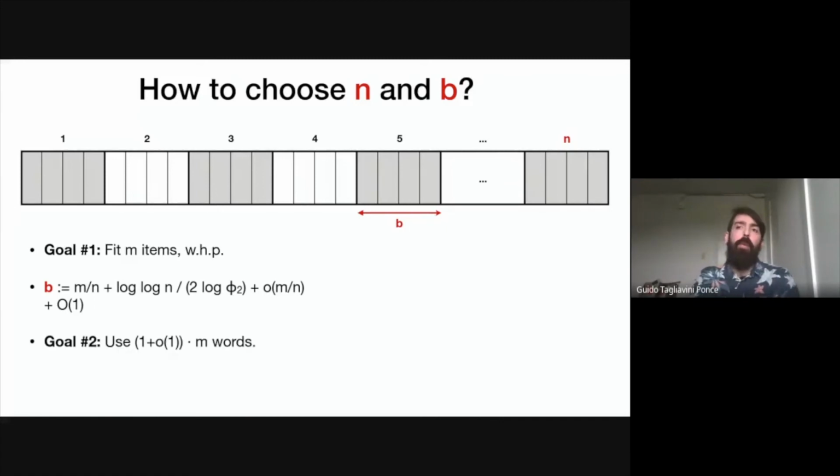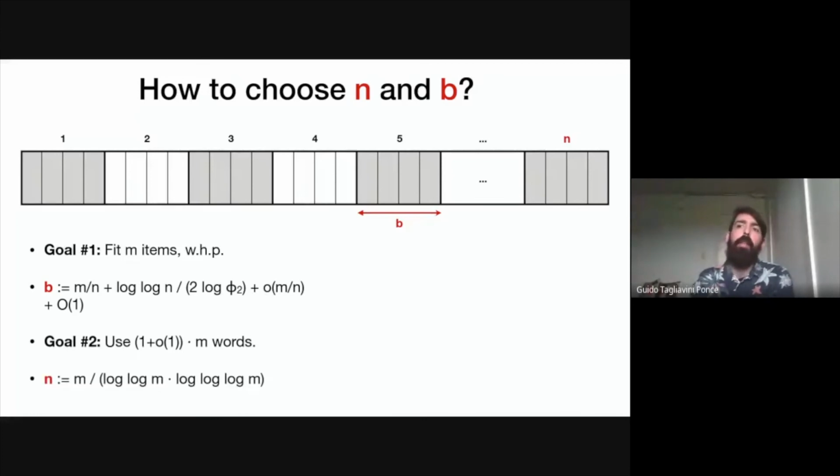Okay, and so regardless of how we choose N, for every N we pick, if we choose B like this, we're going to be able to fit those elements with high probability. It's going to go through. The second goal is that we want to be succinct.